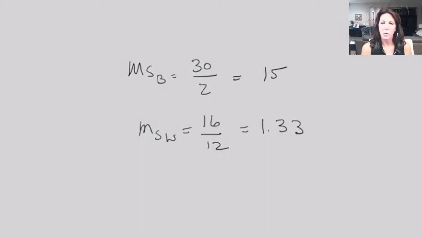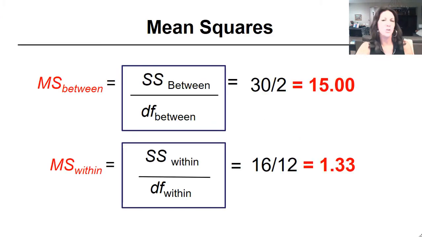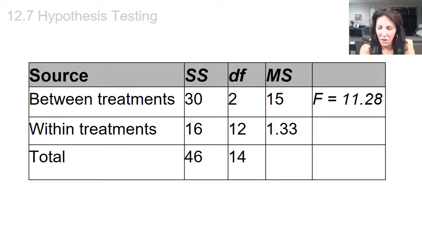Now we have both parts of the ratio to figure out the F statistic. And here's just a quick summary of what we just did. So now we need to calculate the F ratio. And basically what we're doing is we're taking those mean squares between and dividing it by the mean squares within. 15 divided by 1.33. And what we end up with is an F statistic of 11.28. We report this as F with degrees of freedom 2 and 12 is equal to 11.28. And here it is in our Anova table.